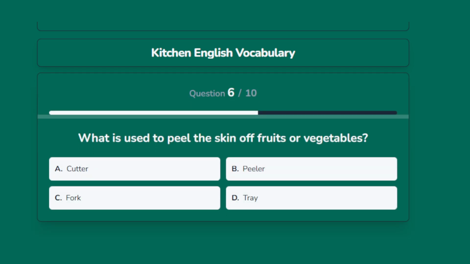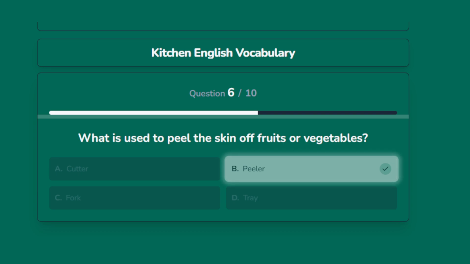What is used to peel the skin of fruits or vegetables? Options are A. Cutter, B. Peeler, C. Fork, D. Tray. The correct answer is peeler.